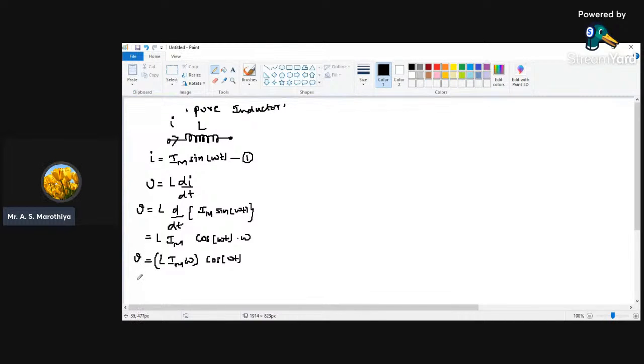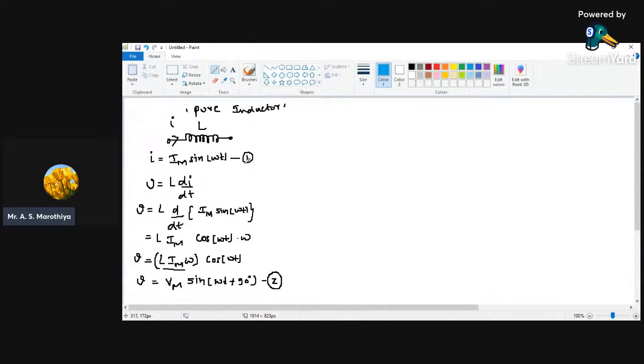Or I can write V equals, this entire term is going to be V max, and then cos of omega t I can write as sine of omega t plus 90 degree. This will be your equation number 2. This is very, very important. And now let us compare these equations and find out what is happening in case of pure inductor.